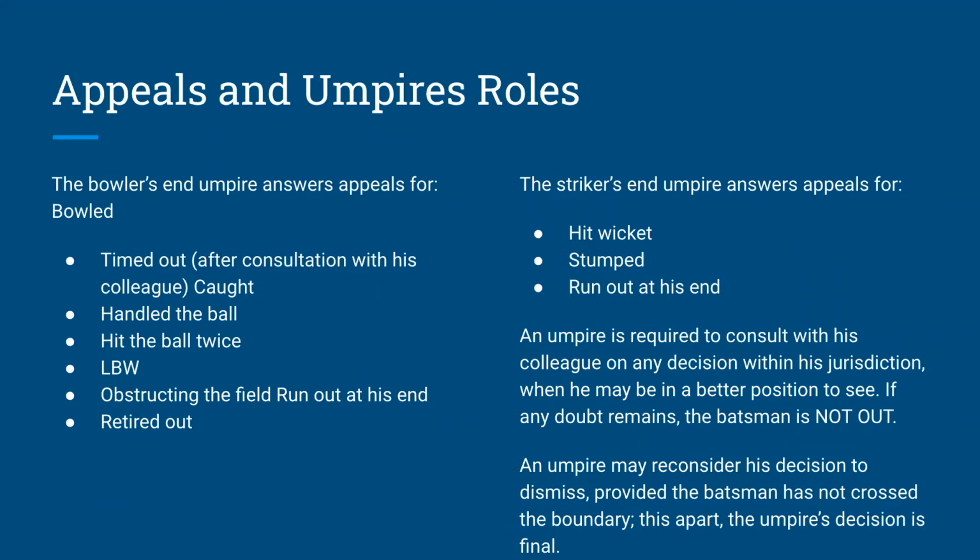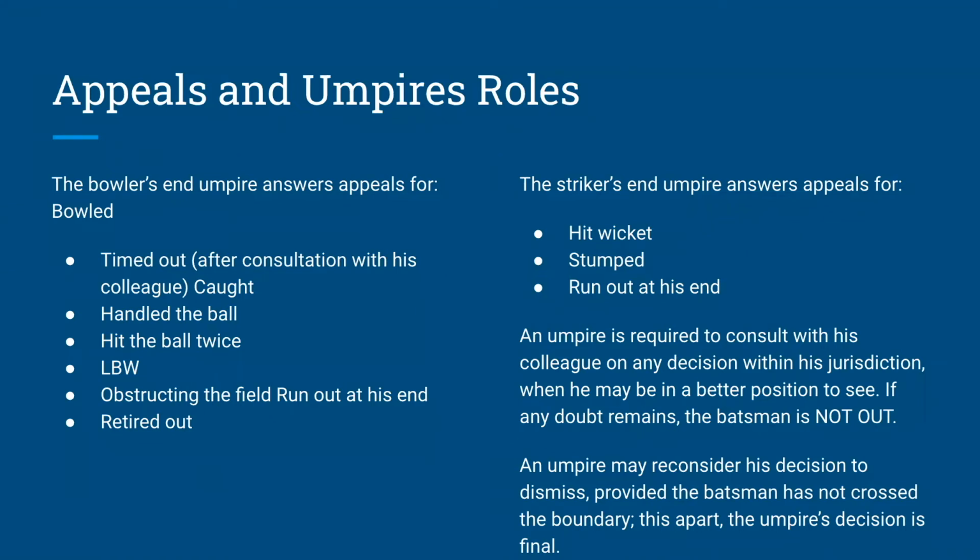Appeals and umpiring roles, right? See, this is a very controversial one, and we get it wrong a lot of times when we are umpires and we want to do the right thing. The judgment for the umpire at the bowler's end is: the batsman not coming back in time and being timed out, caught behind, handled the ball, hit twice, LBW, obstructing the fielder, run out, retired out. All these are the bowler's end umpire's calls, right? The only places where the leg umpire has a say are hit wicket, stumping, and run out. But why do we say this, right?